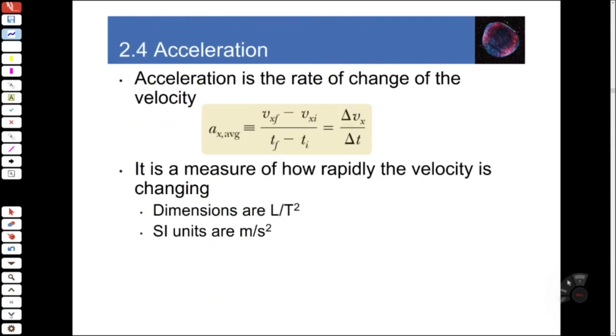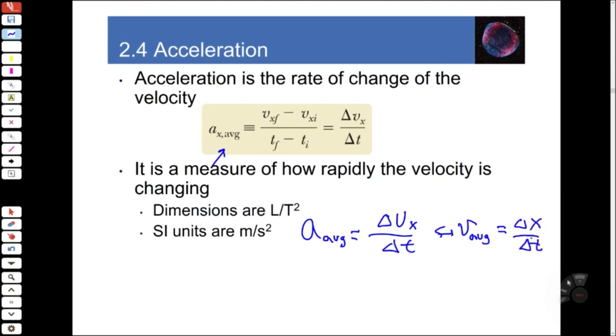And now comes another important definition. Following the same procedure as for velocity, now you can consider a variation of velocity during a time interval delta t, and that is called acceleration. So the average acceleration is delta v over delta t. This precisely follows the same definition as v average equal to delta x over delta t. Of course, you can also define the instantaneous.